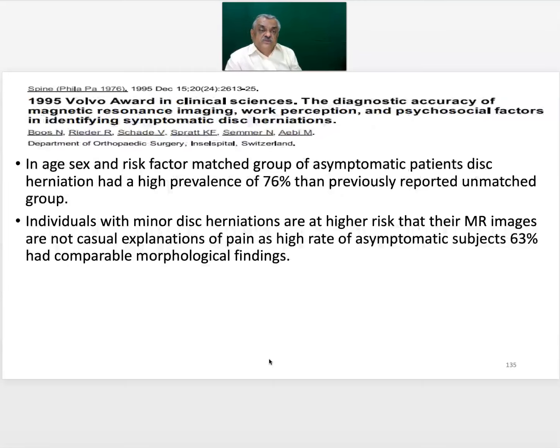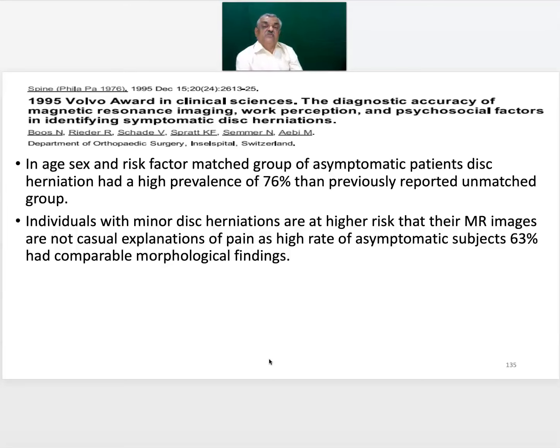Now this is a paper talking about the diagnostic accuracy of MRI, work perception, and psychological factors in identifying symptomatic herniation. In an age, sex and risk factor matched group of asymptomatic patients, disc herniation had a prevalence of 76%, higher than previously reported in unmatched groups. Individuals with minor disc herniations are at a higher risk that their MRI findings are not the cause. I mean, the disc herniations seen in the MRI are not causal explanations of the pain, as there is a high rate of asymptomatic subjects.